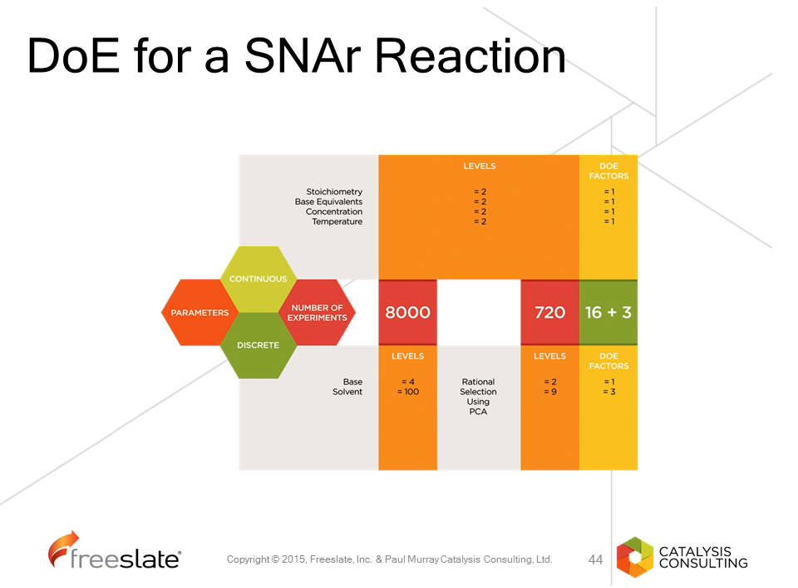If we look at the continuous factors, the stoichiometry, base equivalence, concentration, and temperature at two levels, and if we look at 4 bases and 100 solvents, that works out as 8,000 experiments. That is not achievable for someone to carry out that many experiments. We can use a technique called principal component analysis, and that's not something I'm going to go into in any more detail today other than to mention it, but I will follow up in a subsequent webinar. You can reduce the 100 solvents to a subset of 9. And from that, you reduce the number of experiments to 720.